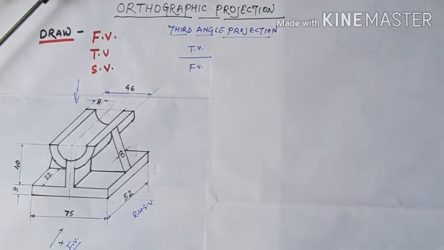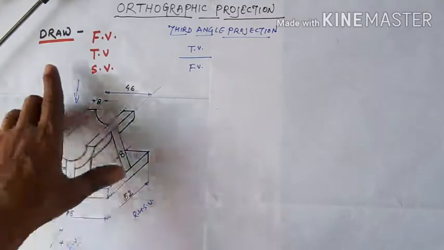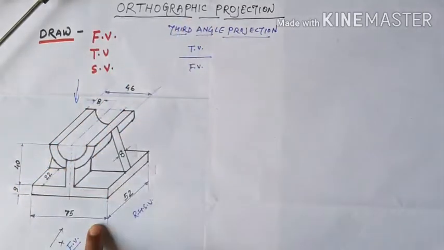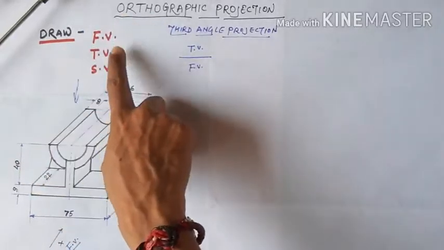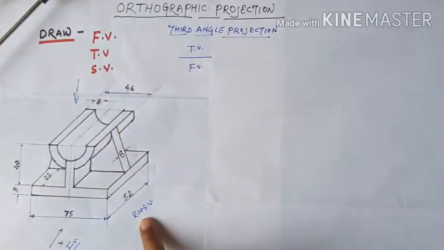Suppose we are drawing the front view, the top view. So what is the question? This is your question: draw the front view, top view, and side view, where the side view is the right hand side view. So here we start drawing the front view.